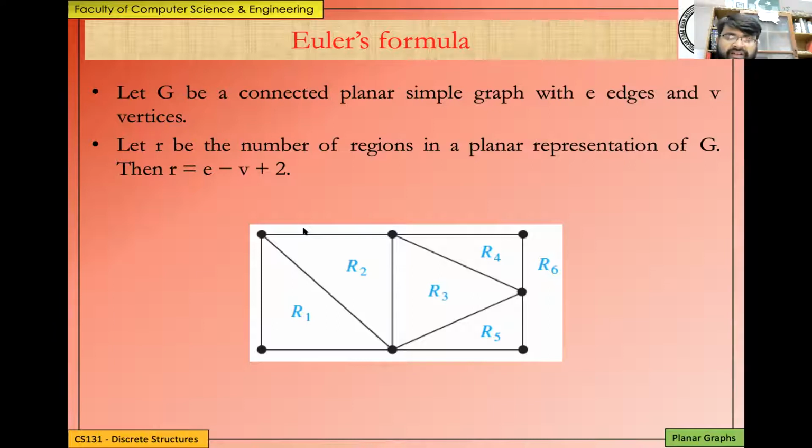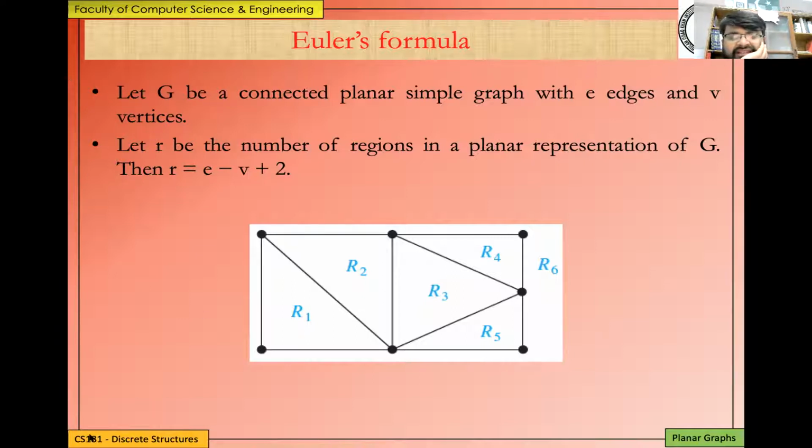And if we go about it, we can basically say that 1, 2, 3, 4, 5, 6. Okay, are we having 6 regions? E minus V plus 2, 11 minus 7, 4 plus 2 gives us 6 regions, and that is the exact number of regions that we get. In total, this one will have 6 regions according to Euler's formula.